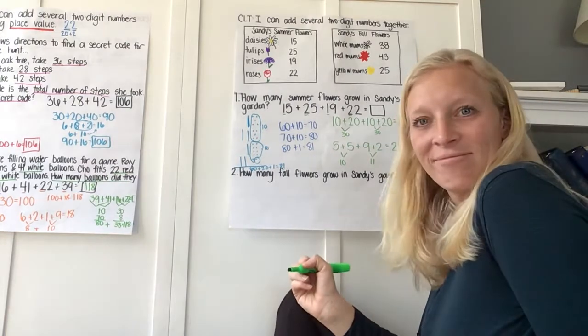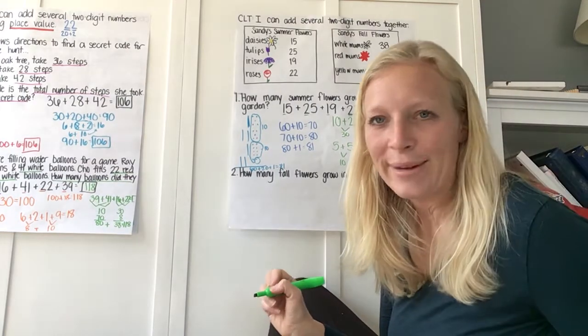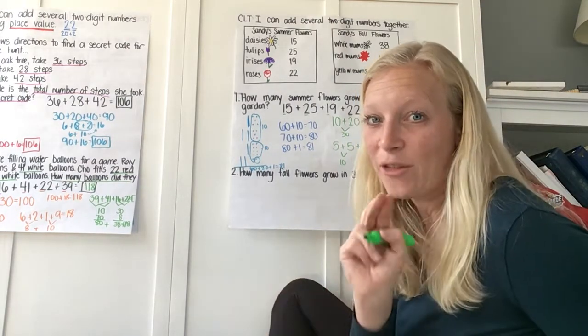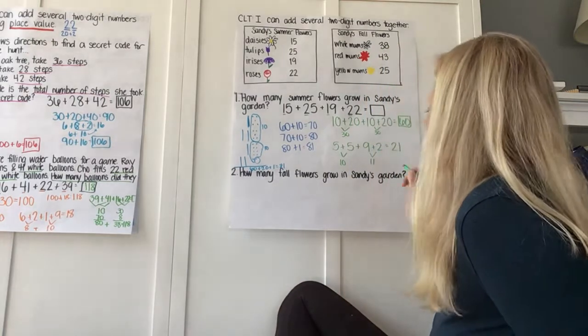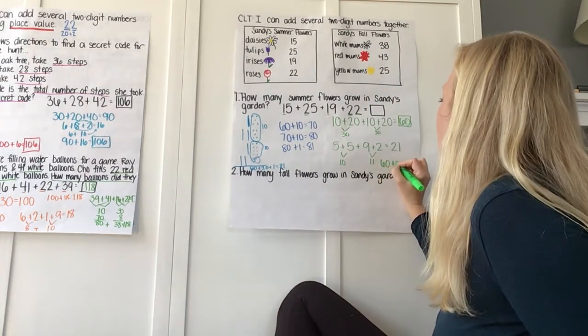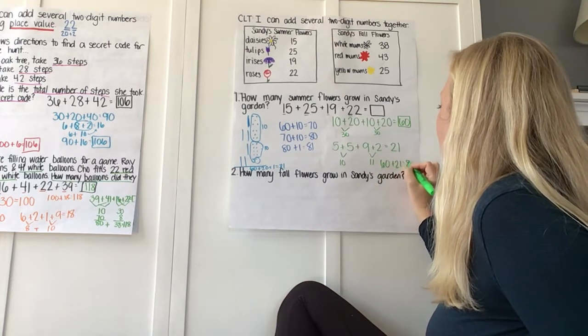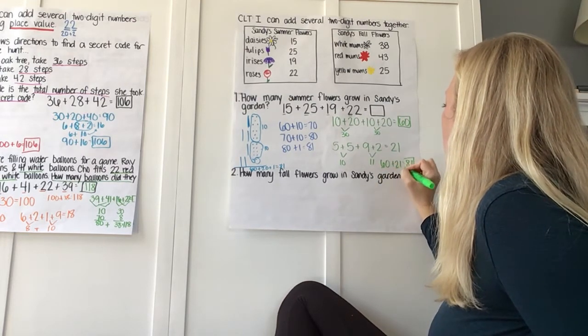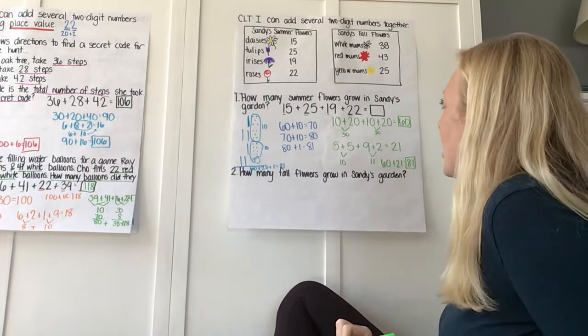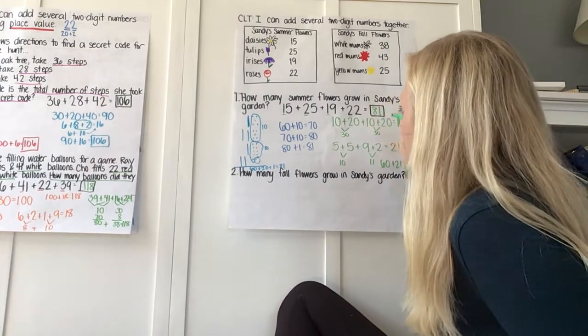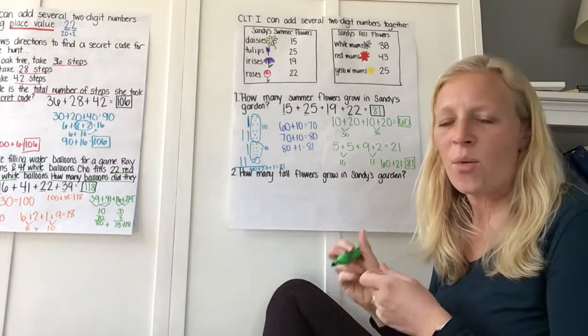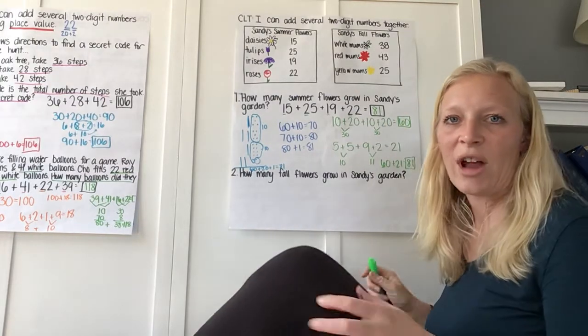Okay, are you done? No, that person said, it's not 60 and it's not 21. We have to remember to add our 60 and our 21 together. So the last step, 60 plus 21 equals 8 10s and 1 1, which is our grand total of 81 summer flowers.